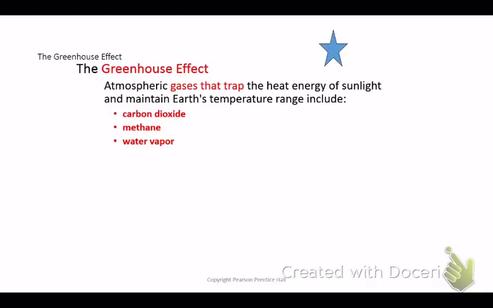And this slide here you do want to copy down because this explains the answer to the question on the previous slide. The greenhouse effect is when there are gases such as carbon dioxide, methane, and water vapor, plus many more, and these gases trap heat from the sun and keep it underneath that atmospheric blanket, if you will.